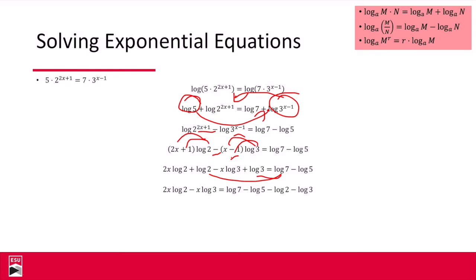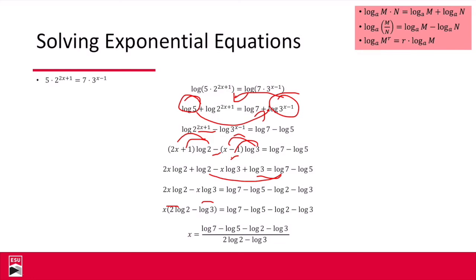And now we can go ahead and factor this x out of both of those. So we have x times 2 log 2 minus log 3 equals log 7 minus log 5 minus log 2 minus log 3. Go ahead and divide that 2 log 2 minus log 3 over, and we're left with x equals log 7 minus log 5 minus log 2 minus log 3, all over 2 log 2 minus log 3.